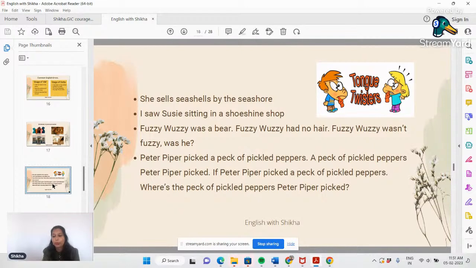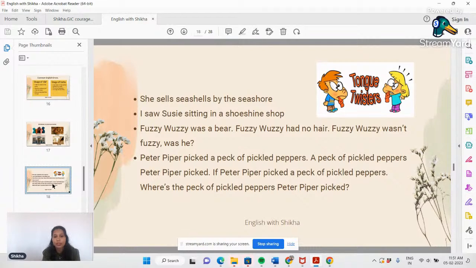So somebody who don't know the correct pronunciation, they will read it as sea cells by the seashore. No, when it is sh, we will pronounce it as sh, sh. She, yes, she. After that sh is not there, we will say sails. I don't have sh sound. She sells seashells by the seashore. This much clarity should be there.